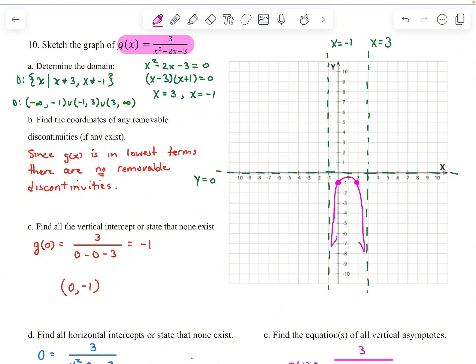To determine what the graph looks like to the left of the asymptote x is equal to negative 1, I will evaluate g of negative 2. g of negative 2 is 3/5. So we have the point (negative 2, 3/5). So the graph of g of x will look like this.